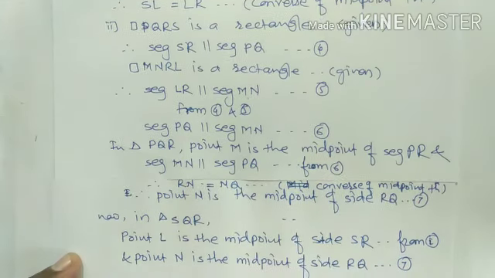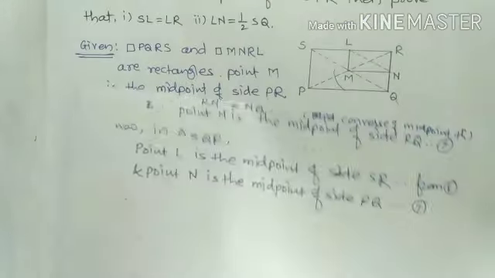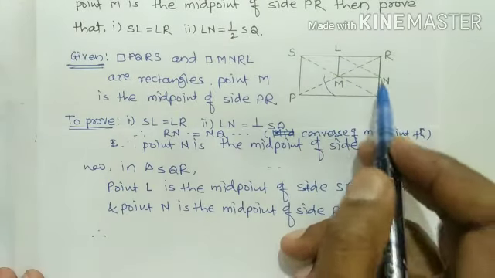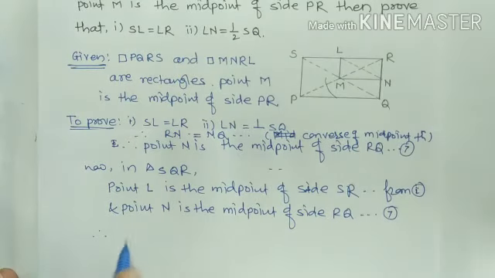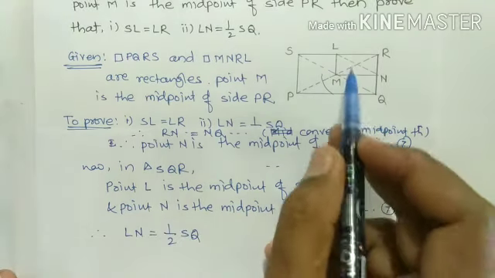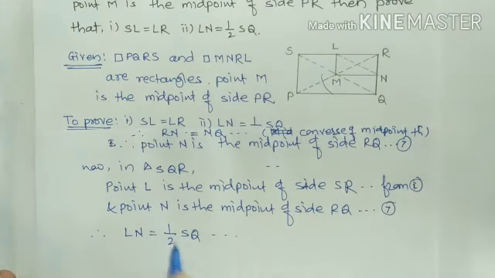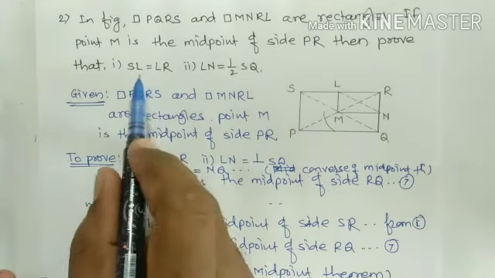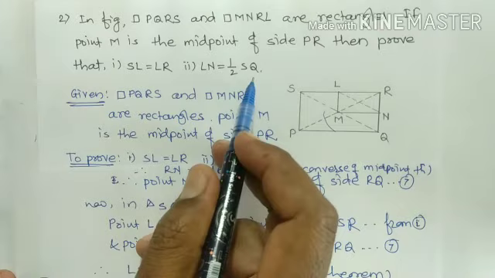And therefore here in this triangle, see in this figure, in triangle SQR, point L is the midpoint of SR and point N is the midpoint of QR. And therefore by midpoint theorem LN equals half SQ. LN is also parallel to SQ, but we don't have to prove that, we only have to prove that LN equals half SQ. This is by midpoint theorem. In this way, here we prove that first SL equals LR and then LN equals half SQ.